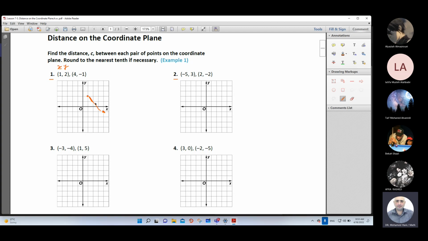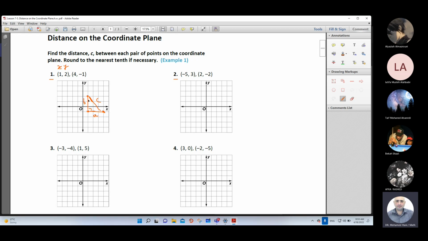So how to find the length of this side? Continue to create a right triangle. Where is the third point to create a right triangle? The third point will be here. So we can create the right triangle. As you see here, we have b, and here we have a, and here the hypotenuse c. And this is the right angle.